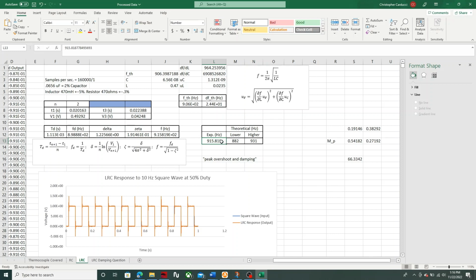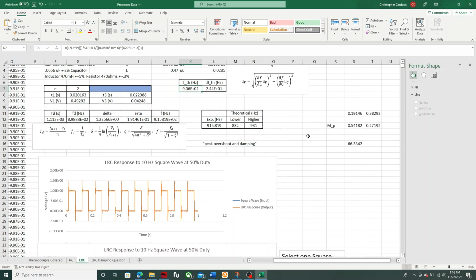You don't have to, but you can see here I plotted the lower and the higher, and hey, look at that, it falls right in there. In fact, it's so good it looks like our percent error is not too high. So that's pretty cool.